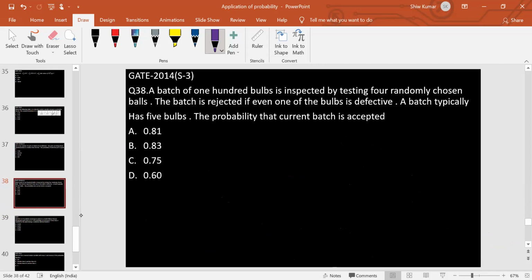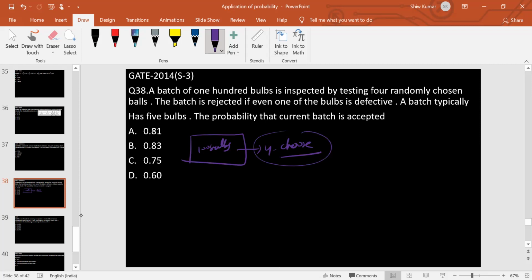Okay, so now I'll go to the next type of question. This is also based on defect probability. A batch of 100 bulbs is inspected by testing 4 randomly chosen bulbs. So there are a total of 100 bulbs in the box, and 4 bulbs are chosen from here, and the batch is rejected if even one of the bulbs is defective.